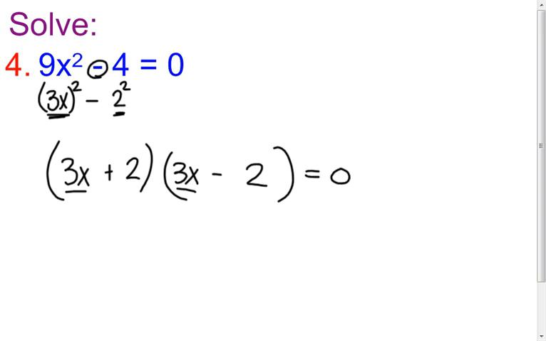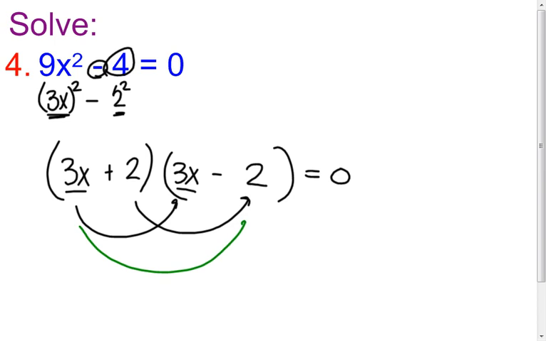Okay, now, check your fronts. 3x times 3x does make 9x squared. And your backs, 2 times negative 2 does give me my negative 4. And then you want to have nothing in the middle term. So if you check your outsides and your insides, outsides are negative 6x, insides are positive 6x, and that does make 0x. Okay?